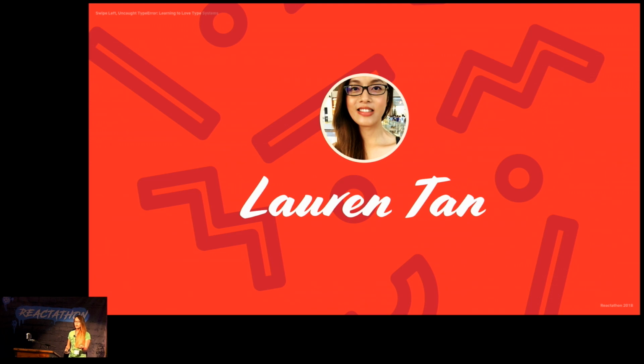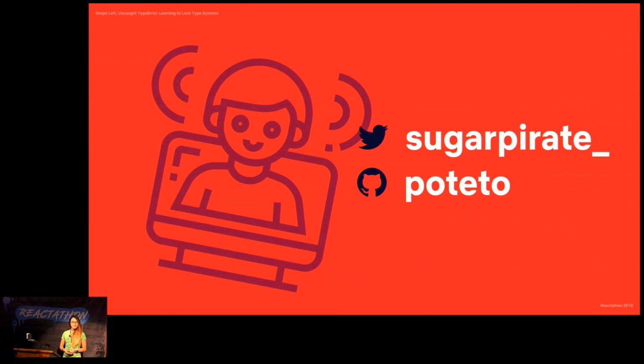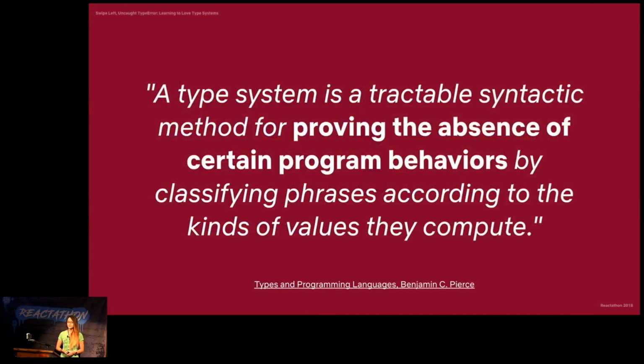So my name is Lauren. I'm an engineering manager at Netflix, and I ship bugs into production. Confusingly, I have many internet handles. On Twitter, I am SugarPirate with an underscore. And on GitHub, I'm Potato, but with an E. So clearly, I'm not very good at the internet. So don't steal my usernames if there's a new website coming up.